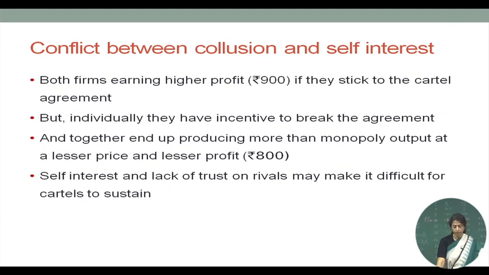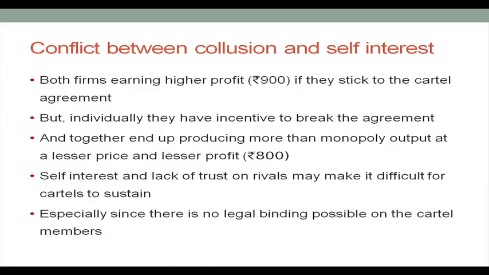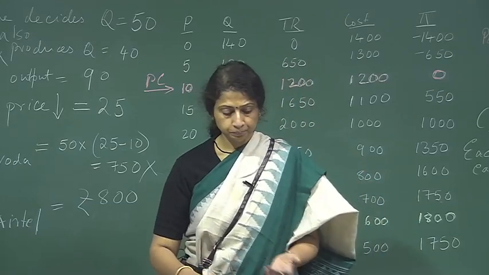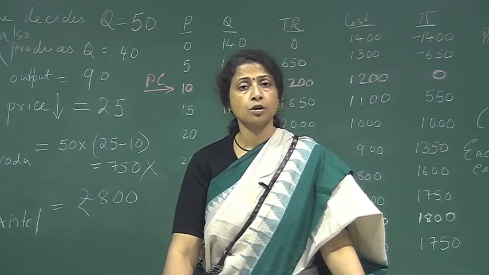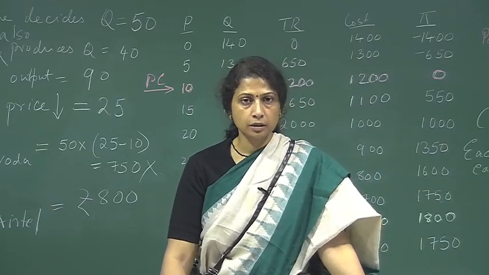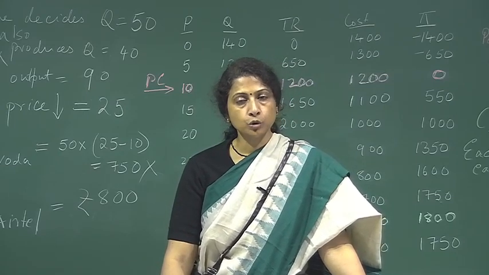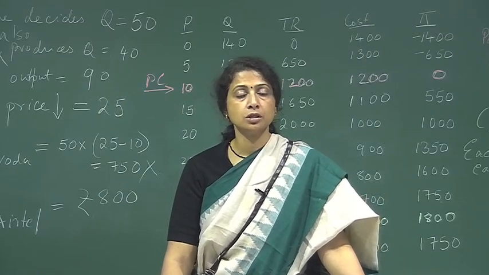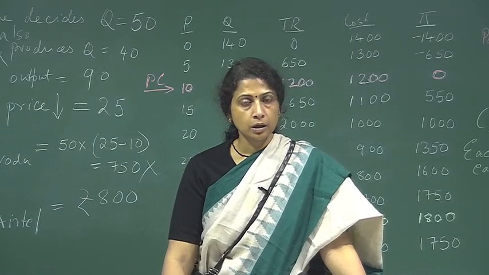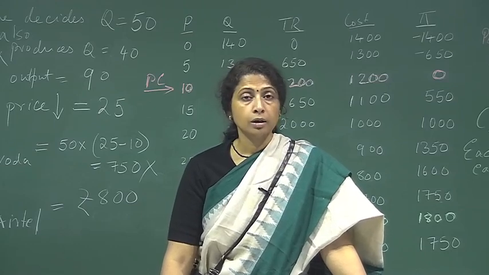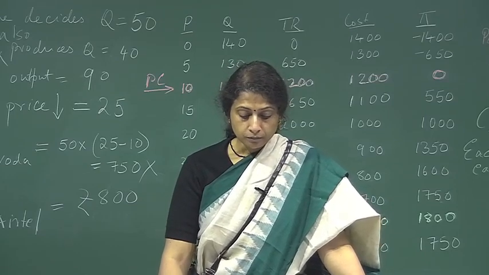Self-interest and lack of trust in rivals may make it difficult for cartels to sustain, especially since no legal binding is possible on the cartel members. As you may already know, cartel formation is not legal, for the benefit of the consumers, because if the firms get together and the cartel is enforceable, then they will end up producing monopoly output at monopoly price, which is not at all a desirable situation for the consumers. So this is something which is not legally approved.